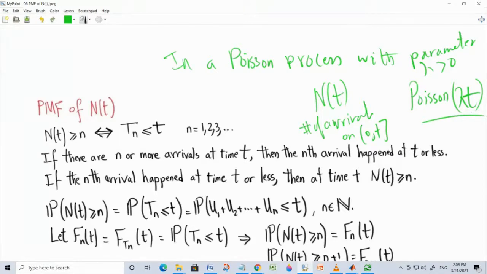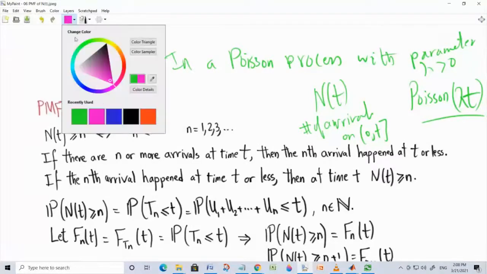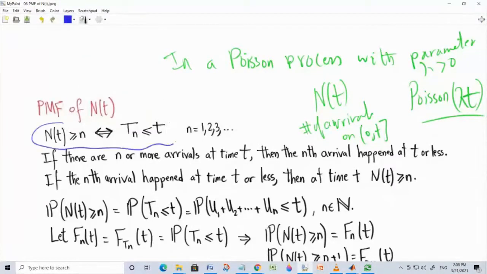Okay, so what is the PMF of N of t for a general renewal process? One way of deriving the PMF is to make use of this very nice equivalence.